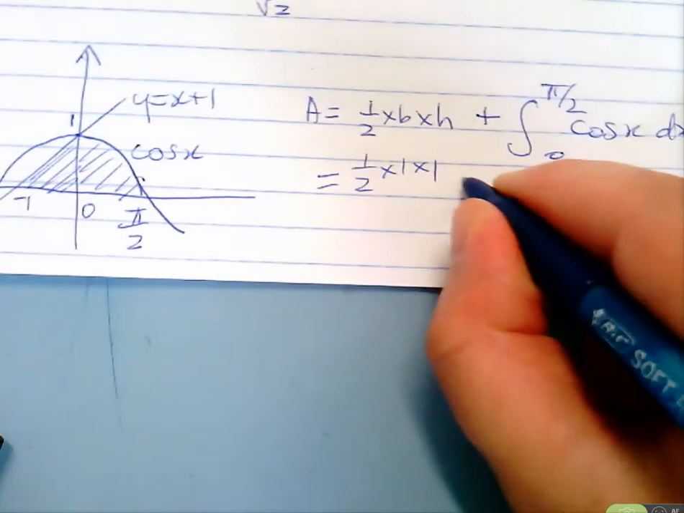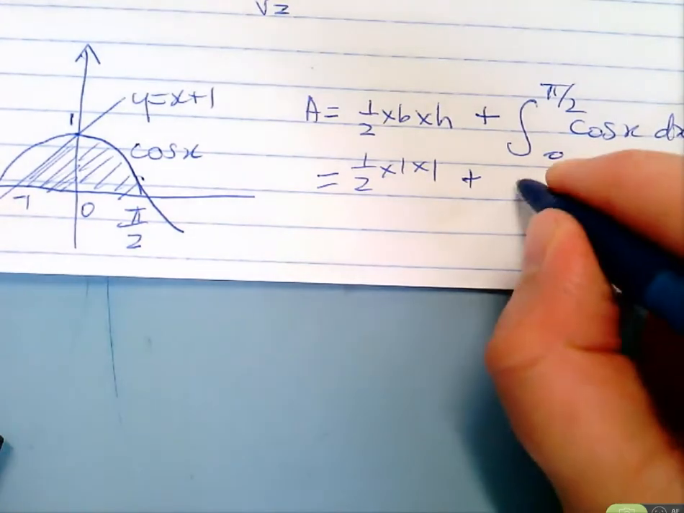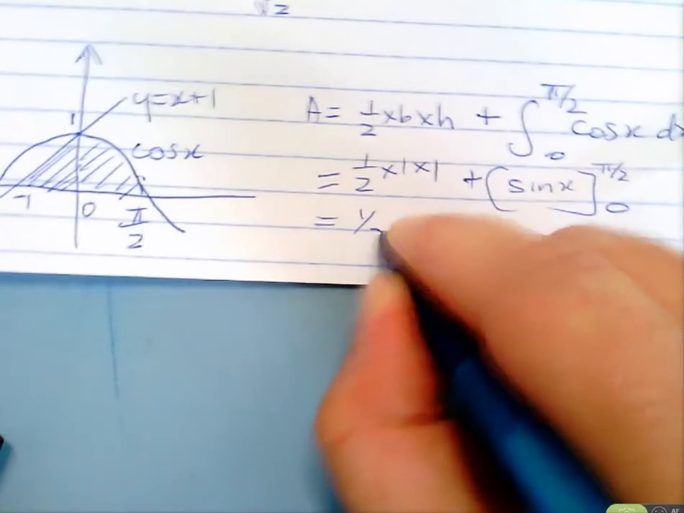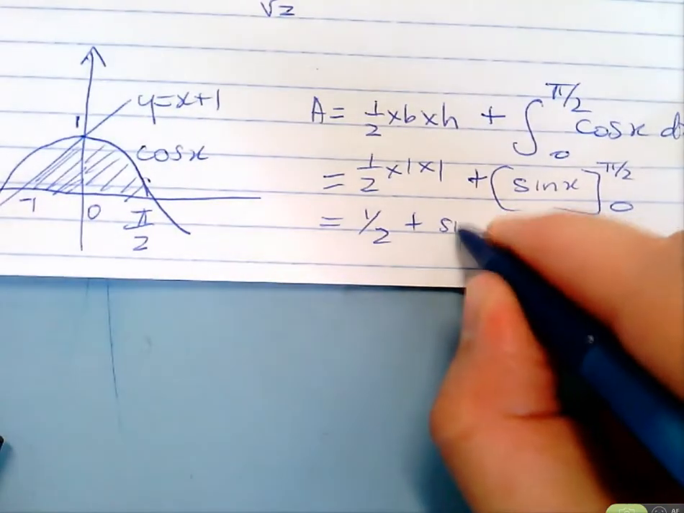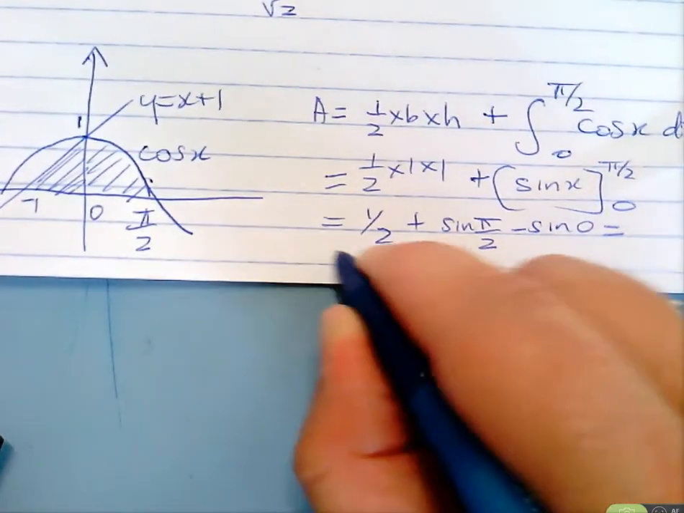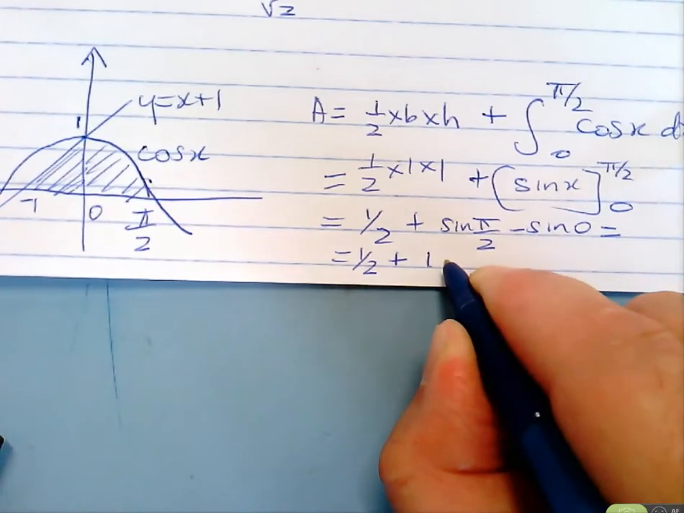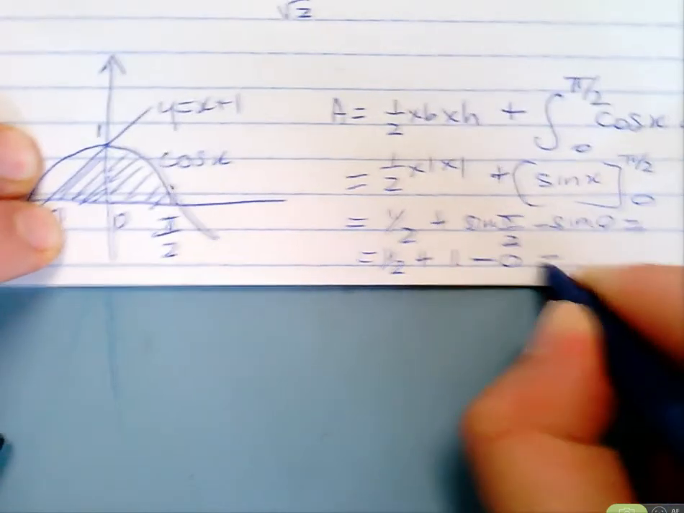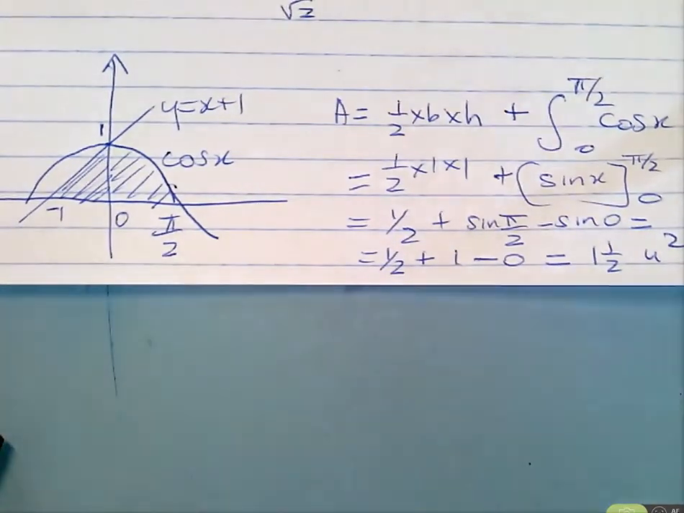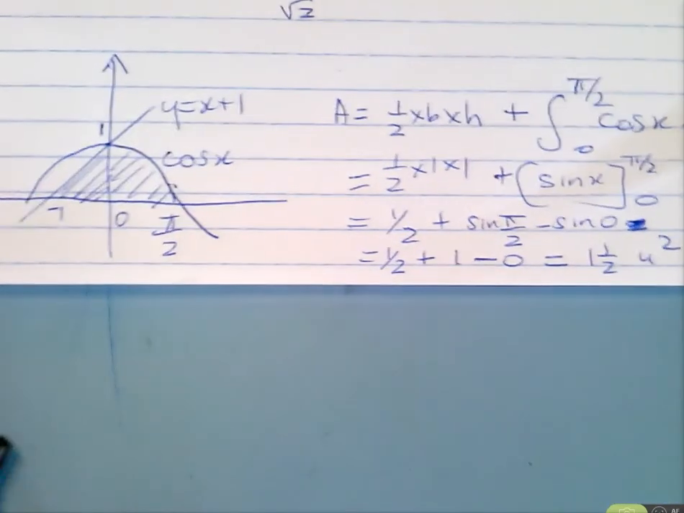Okay? So you'll finish that off. Integrate cos, you get sine. I'm sure you can finish that off. And what do you get? A half plus, what's sine of pi on 2? Minus sine of 0. Sine of pi on 2 is what? The answer is 1.5 units squared. Okay? So that was easy if you decide to use area formula.